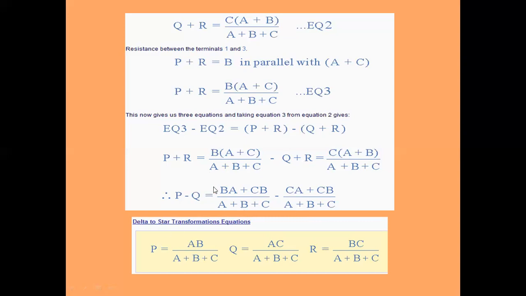So by solving these delta to star transformation equations, we get P is always equal to AB upon A plus B plus C. Q is equal to AC upon A plus B plus C. Similarly, resistance R is always equal to BC upon A plus B plus C.